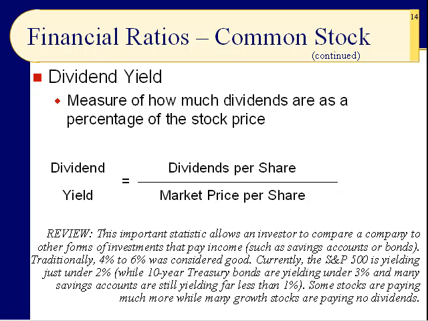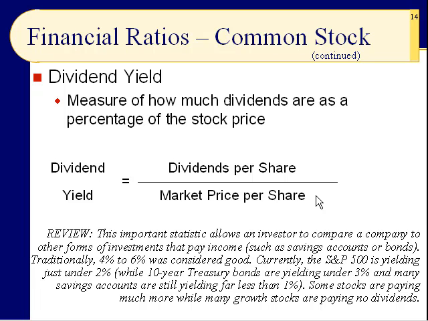Slide number 14, the dividend yield. The measure of how much dividends are as a percentage of the stock price. You take the dividends per share and divide it by the market price per share. And again, just look it up. This important statistic allows an investor to compare a company to other forms of investments that pay income, such as savings accounts or bonds. And as we said, traditionally 4 to 6% was good, but now, hey, 2% is what you often get from companies.